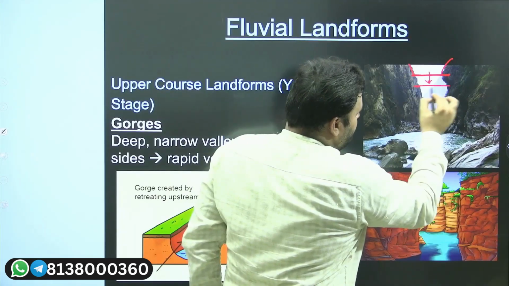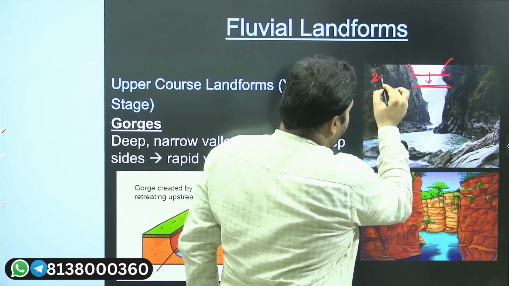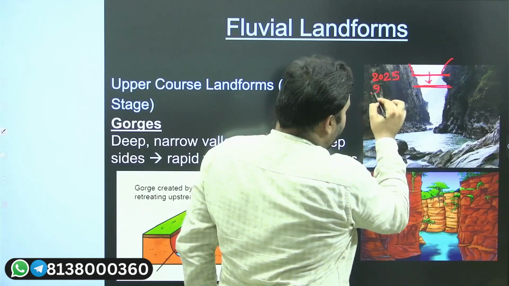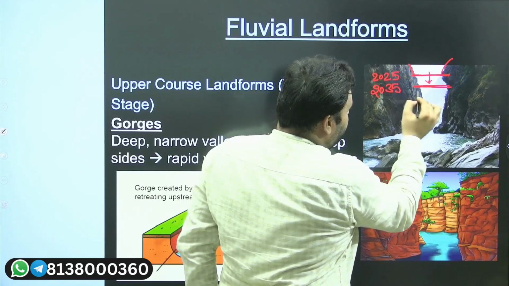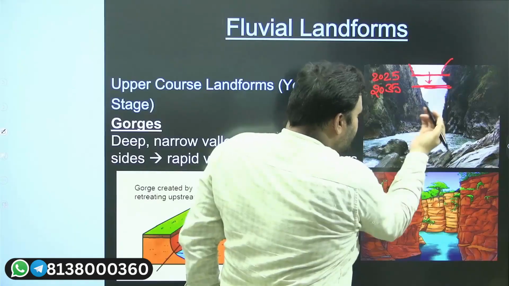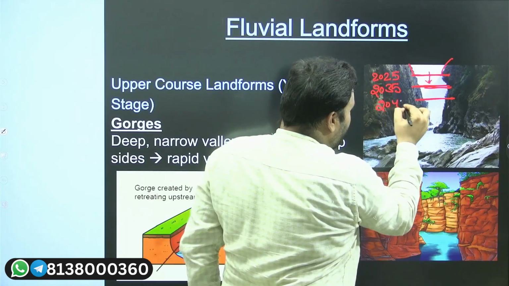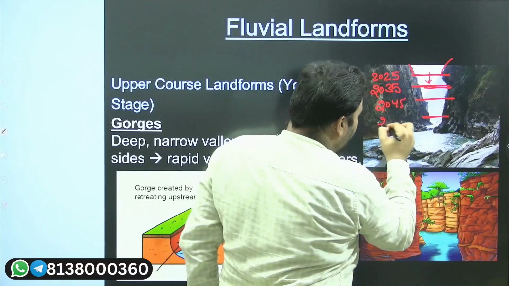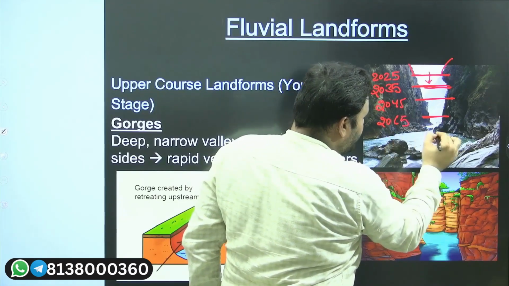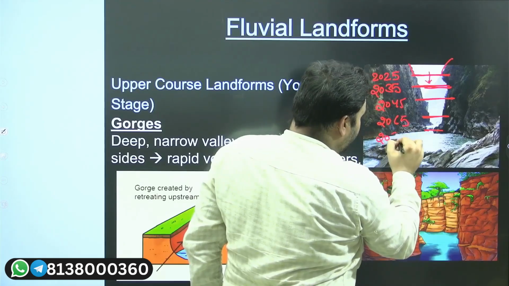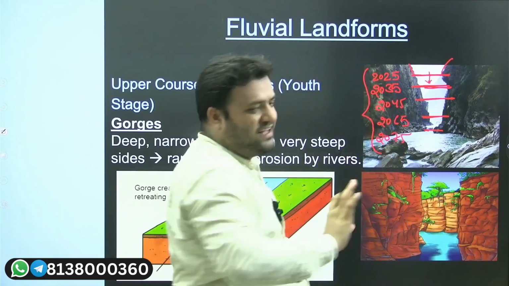So now this could be a land. Let's say this is 2025. After 10 years, let's say 2035, this will be the part. Then further it will down cut, let's say 2045. Further it will down cut, let's say 2065. Further it will down cut, let's say 2075. I'm just taking this as an example, okay?